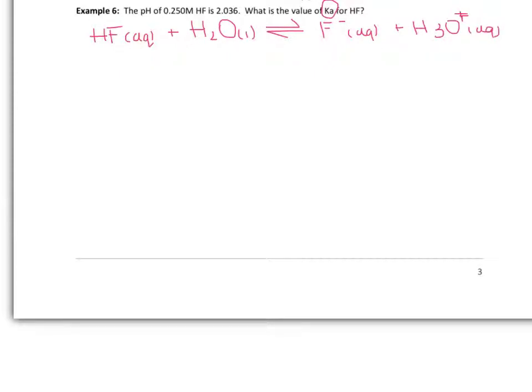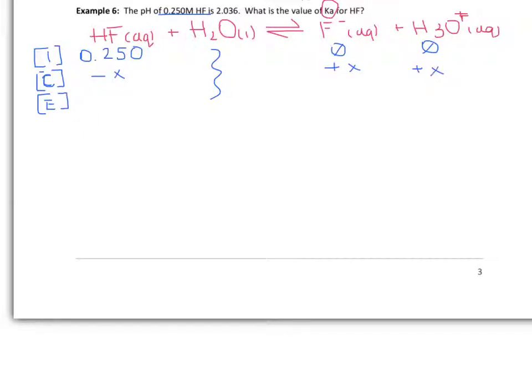We were told that the concentration of hydrofluoric acid was 0.250 molar. However, it does not say that this is at equilibrium. So we need to set up our ice table. Water will not be included in the Ka expression, so we will not include it in our ice table either. The initial concentration of HF is 0.250. We always start off with no products. We lose reactants, we gain products, and the equilibrium line is the first two put together.